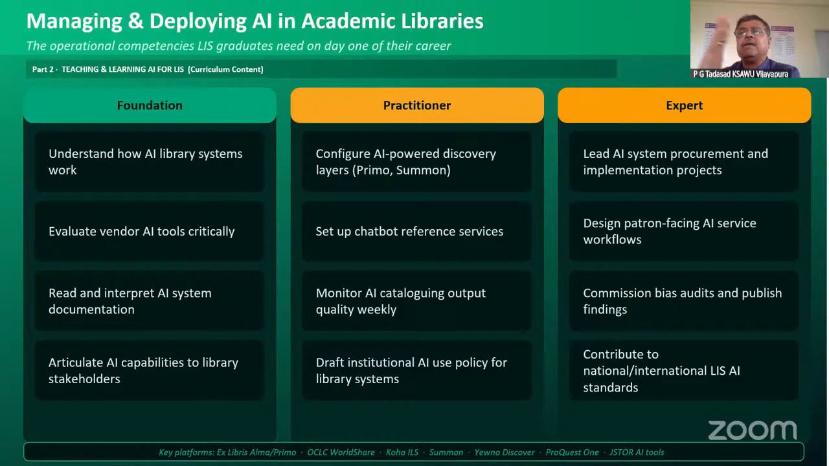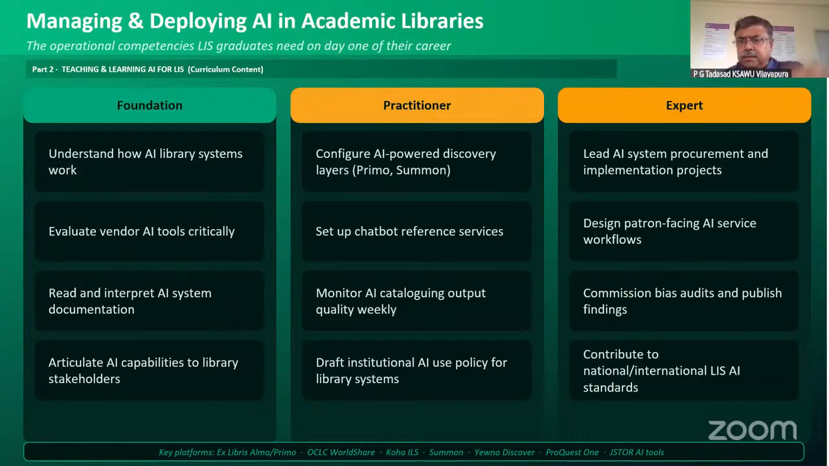At the decision-making level, or expert level, he has to lead the entire AI system procurement, design patron-facing AI services, commission bias audits, and contribute to national or international library and information science AI standards. This is at the highest level.